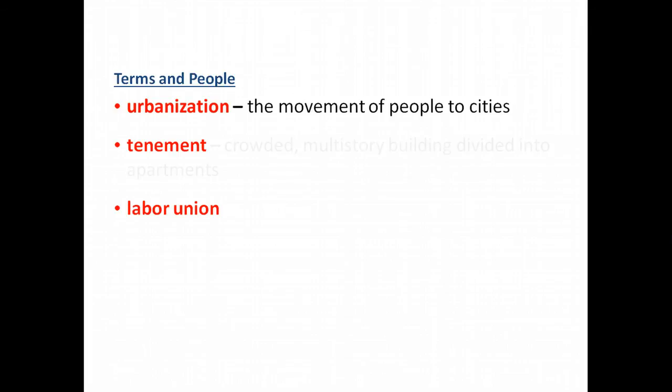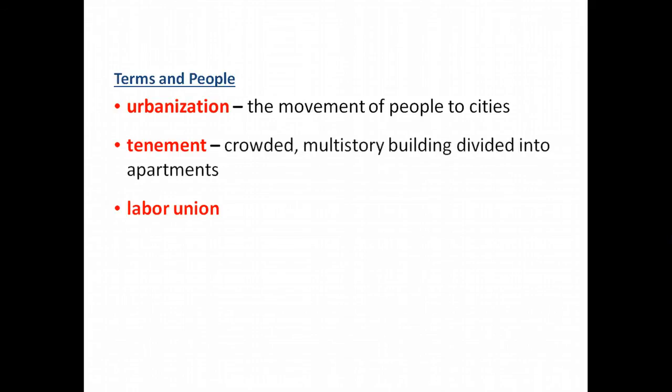Tenement. The crowded multi-story buildings divided into separate apartments, oftentimes with many people living in a tiny apartment, and this is where the factory workers and their families would live. Pretty terrible conditions.